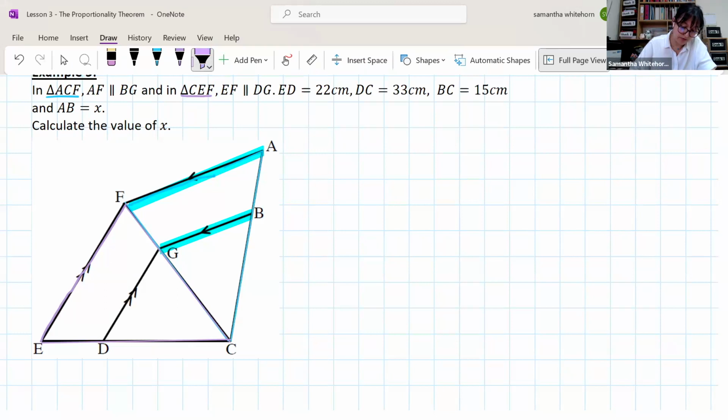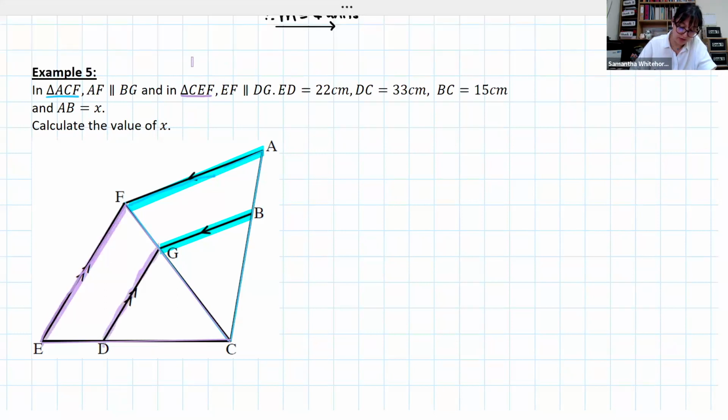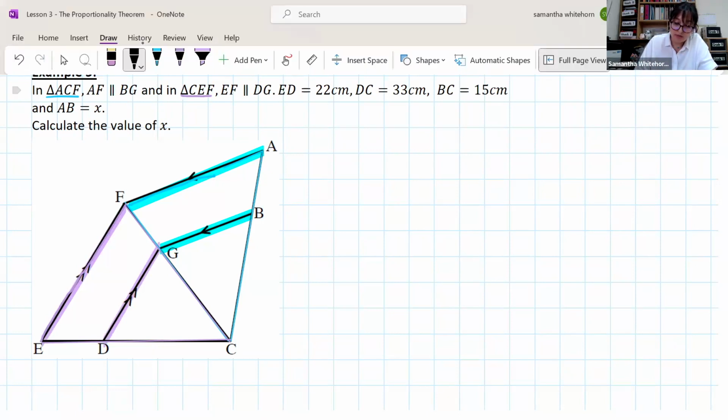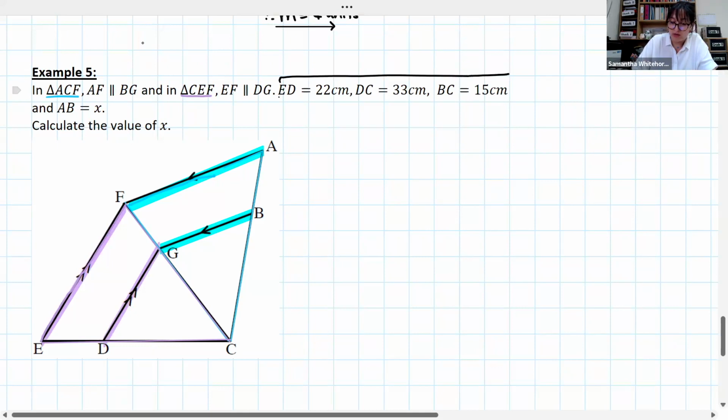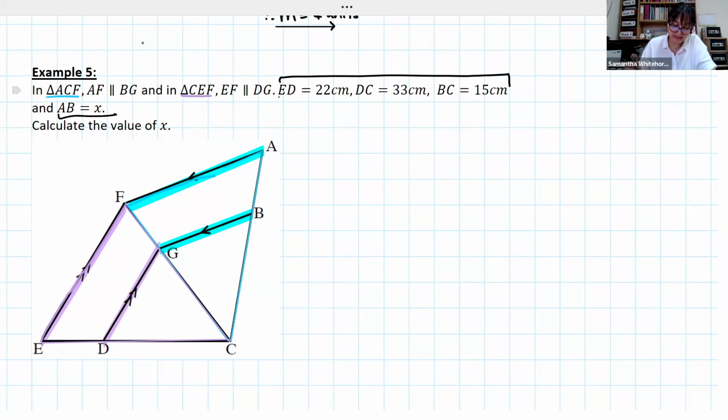So EF is parallel to DG. Cool. We've then been given a bunch of other information, which I'm going to fill in on my diagram because that's obviously not been given to me on the diagram, and it would be helpful if it was. ED, the segment down here, is 22 centimeters. DC, the segment next to it, is 33 centimeters.